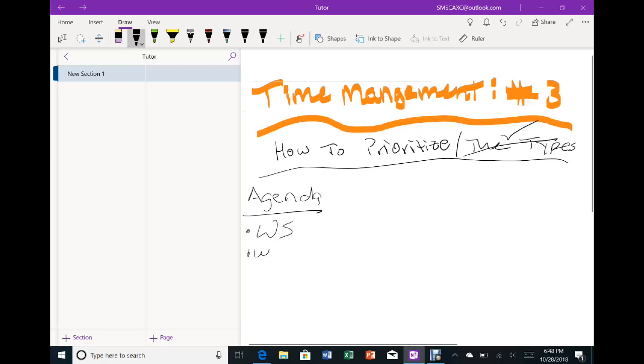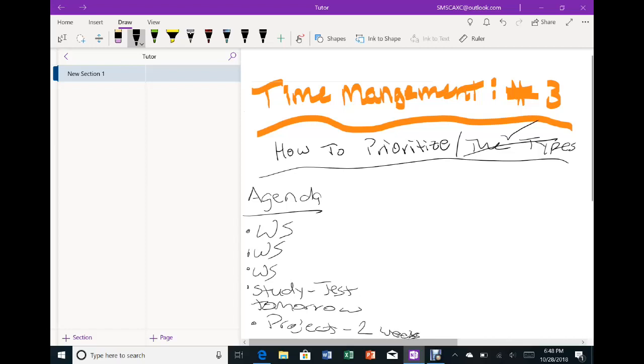Worksheet, study, test tomorrow, and project 2 weeks. And I will change this as I go to show examples. Alright, but let's just say that is someone's agenda. Okay, and let's say that all of the worksheets are due tomorrow.